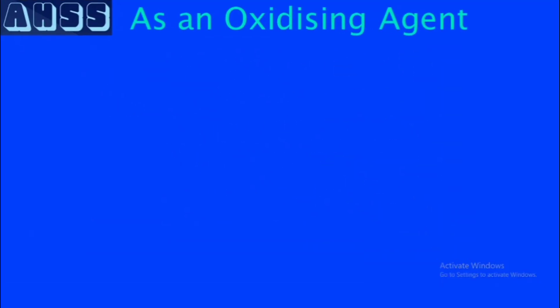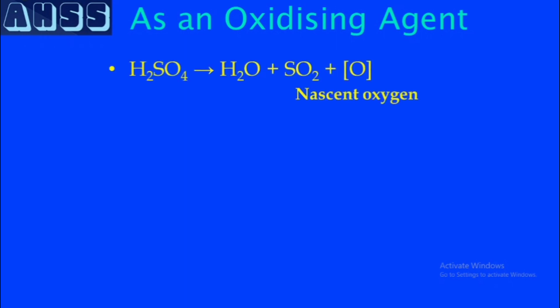Concentrated sulfuric acid as an oxidizing agent. The oxidizing property of concentrated sulfuric acid is due to the fact that on thermal decomposition it yields nascent oxygen. When concentrated sulfuric acid is heated, it gives water, sulfur dioxide and nascent oxygen. This nascent oxygen oxidizes different substances like nonmetals, metals and inorganic compounds.